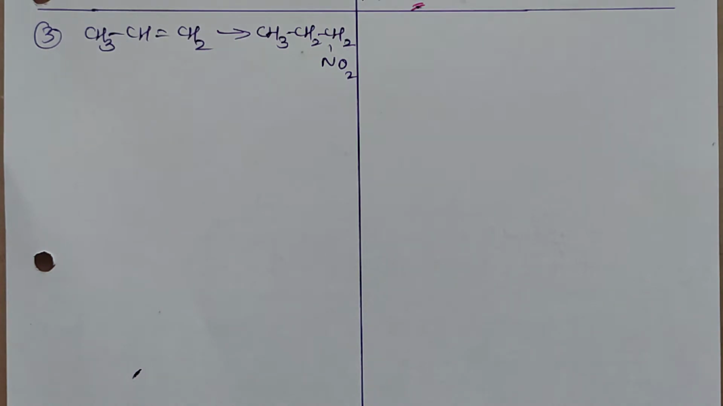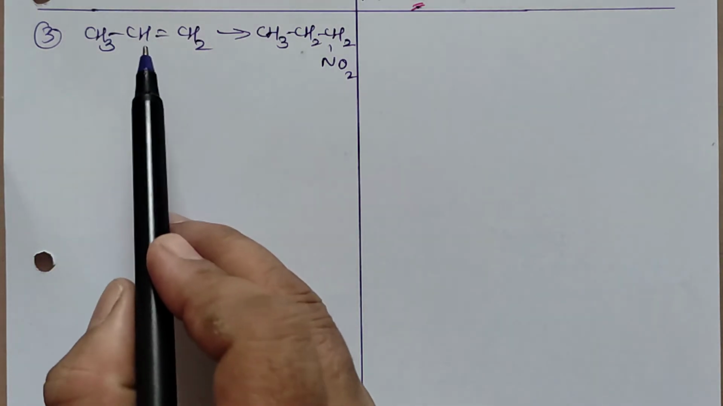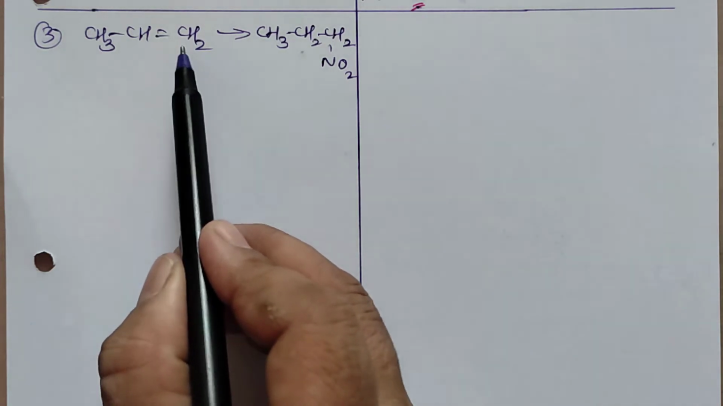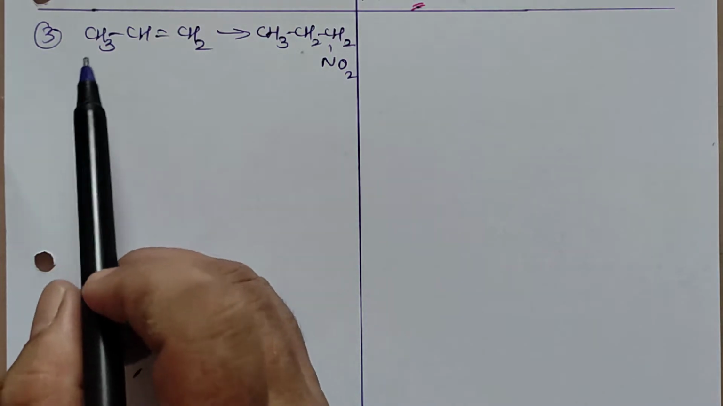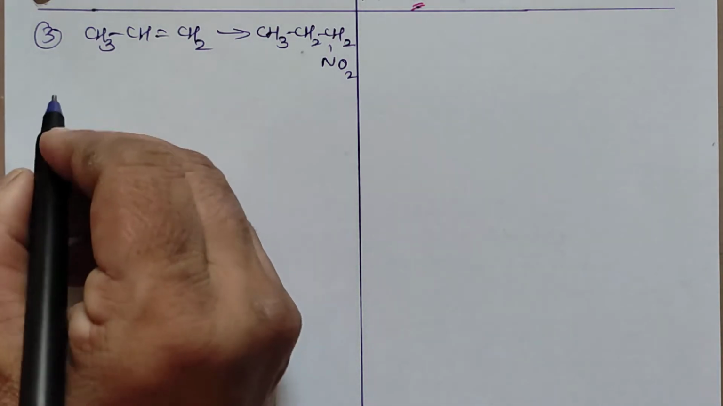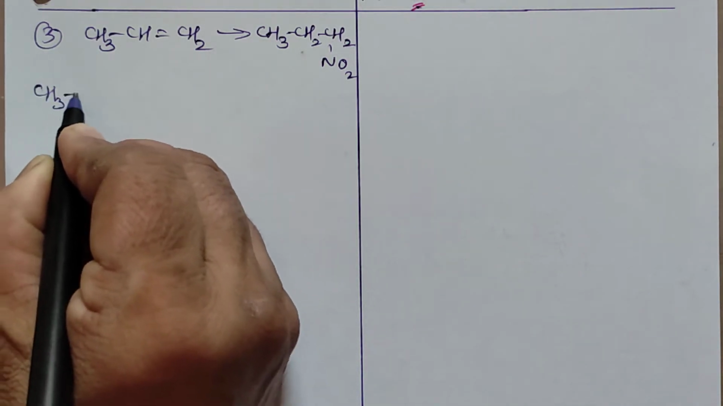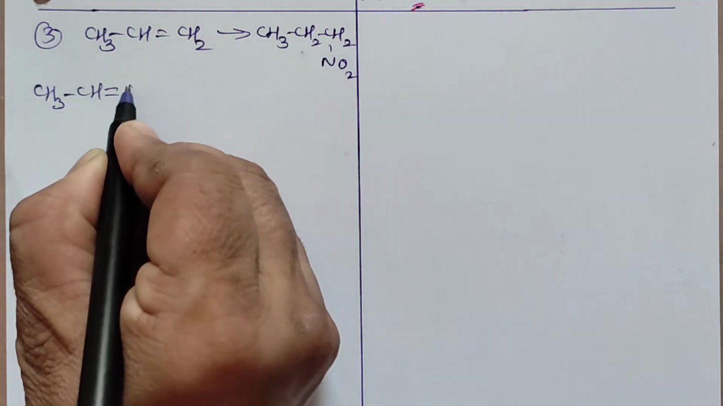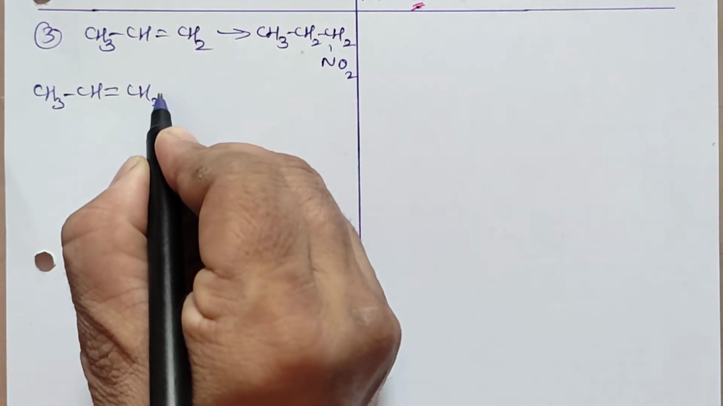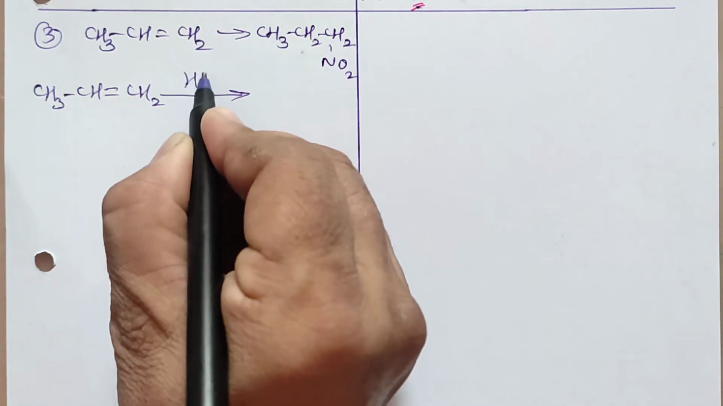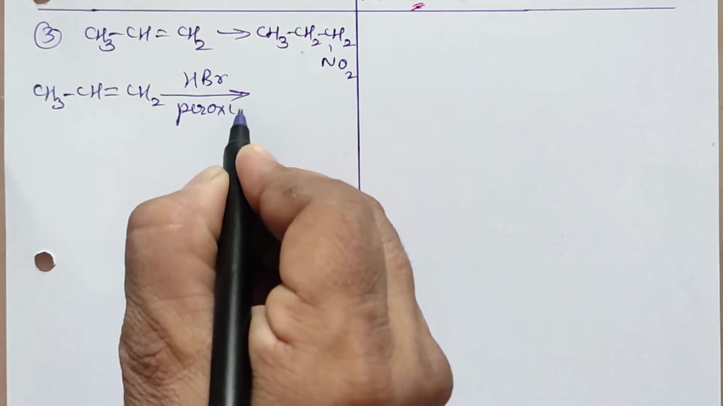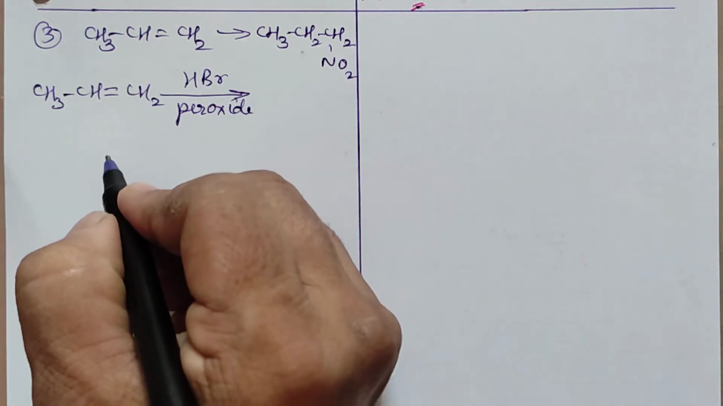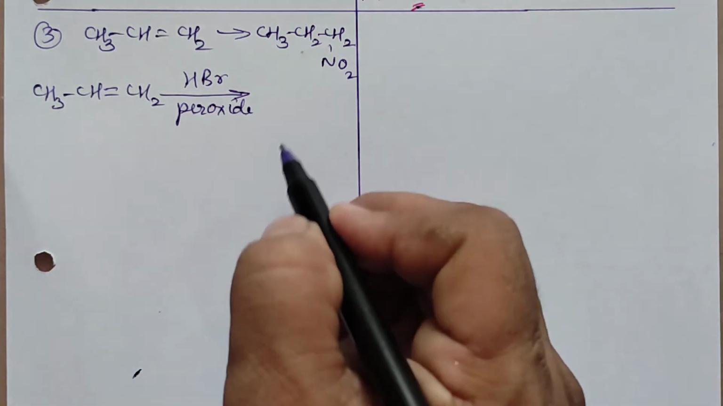Propene to 1-nitropropane. Now one thing, whenever we add on something to an alkene and you get it at the 1 position, that means we have to go for anti-Markovnikov's rule. So what you will do? You will take this propene, and you will first react it with HBr in the presence of peroxide, because we want the Br at the 1 position so that it can be replaced with NO2 later.